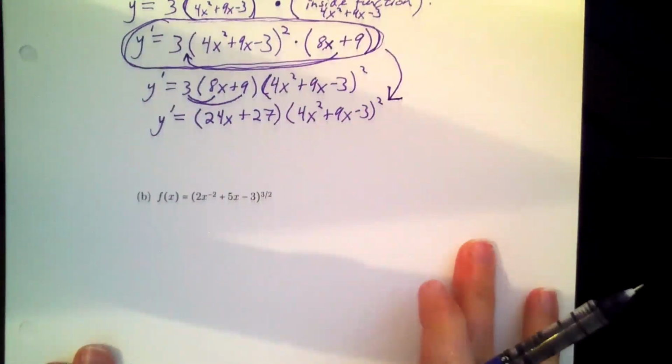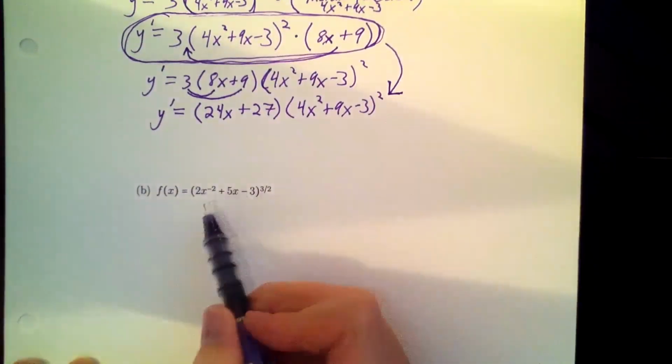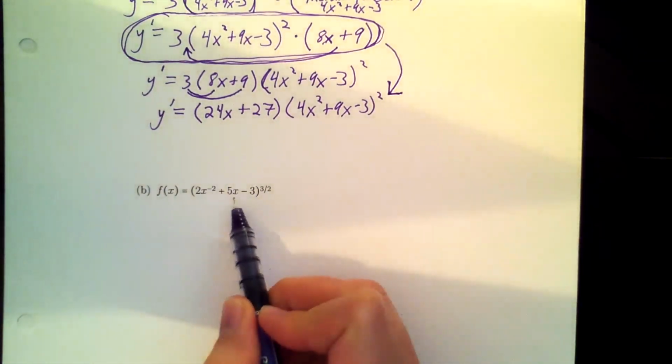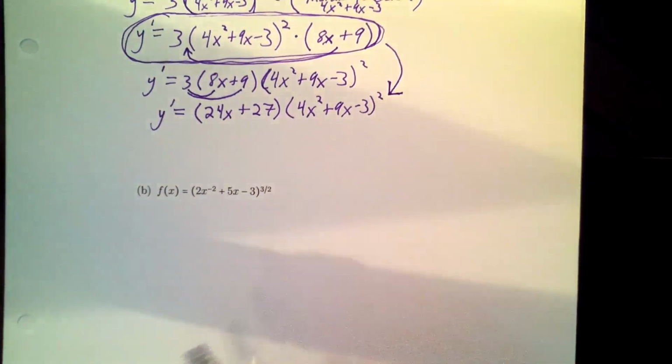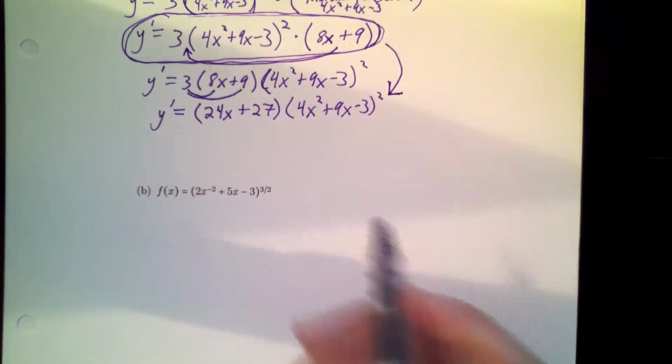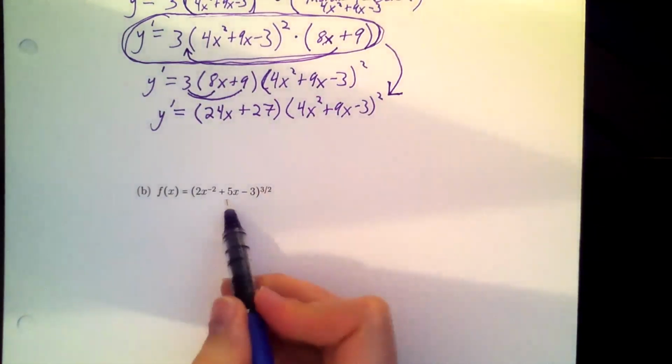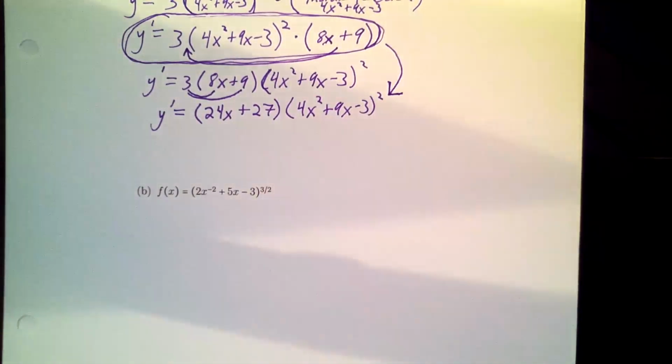Now scooch down here to part B. I have 2x to the minus 2 plus 5x minus 3 to the 3/2 power. And again, the first thing you should always ask yourself is, what is the overall form of the function? Because the form of the function tells you what derivative rule you are going to use. So we go down through our list, right? Is this a product? Do I have two functions being multiplied here? No, I don't. It's just the one. And it's not a quotient either because I don't have one function being divided by the other.